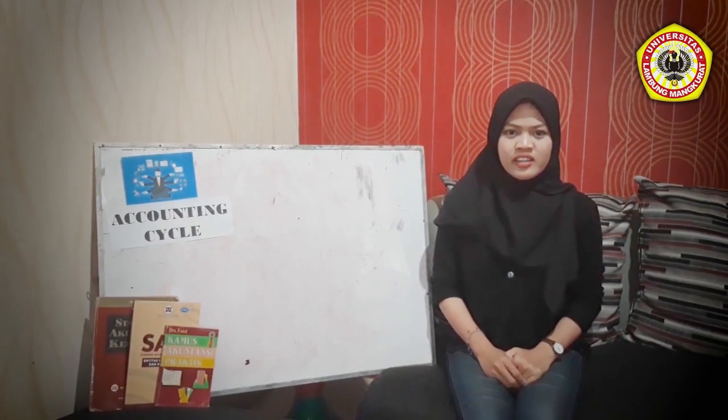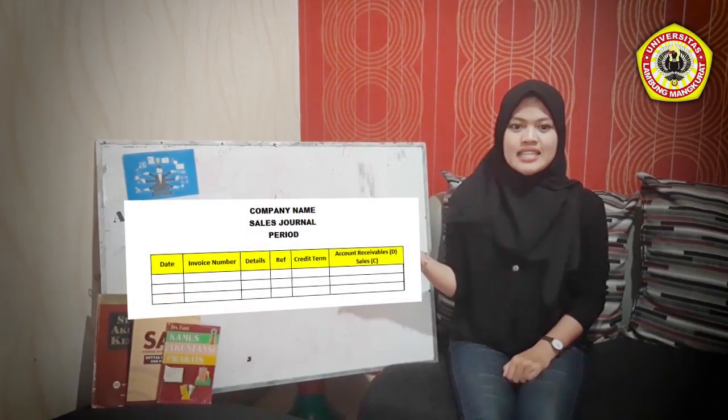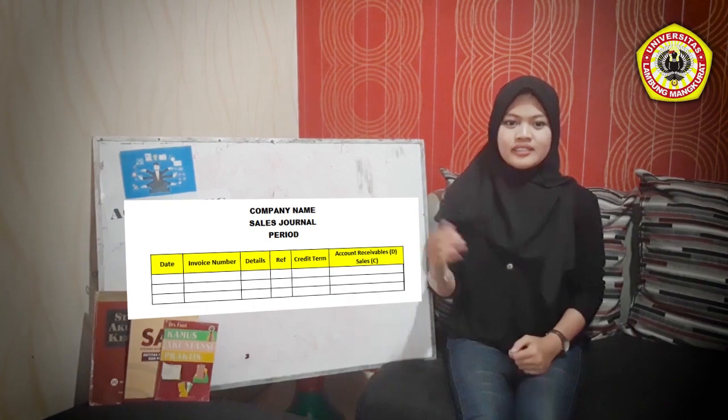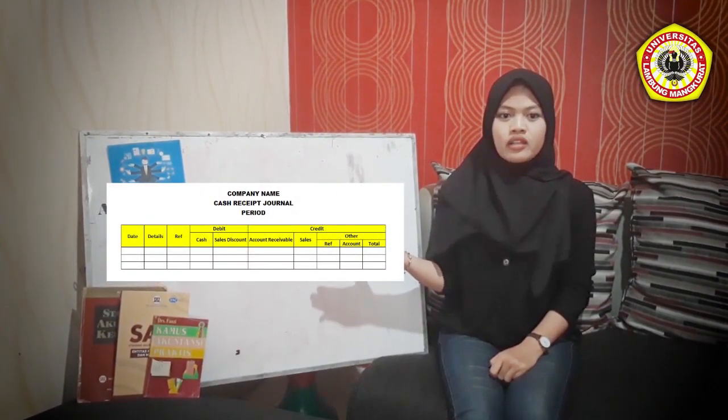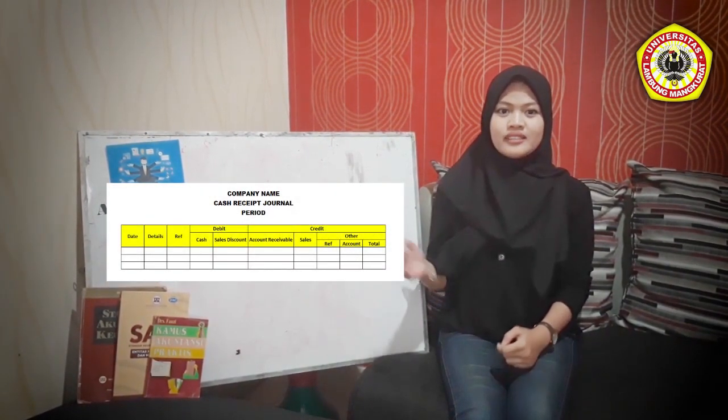2. Sales journal. Sales journal is for recording an item sales transaction on credit. This is an example of a sales journal. 3. Cash receipt journal. Cash receipt journal is the record of cash receipt transactions, either in the form of check or cash. This is an example of a cash receipt journal.